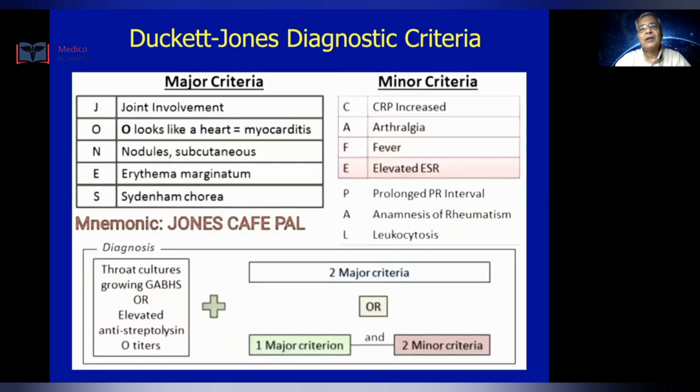This is a very important examination question, and we should remember this. These are called the Duckett-Jones diagnostic criteria for rheumatic fever. So there are major criteria and there are minor criteria.